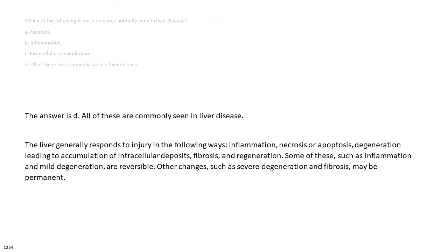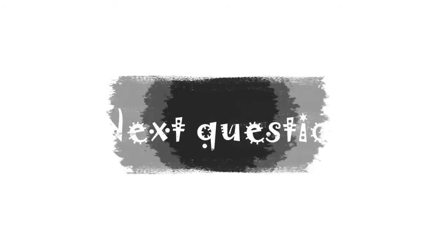The liver generally responds to injury in the following ways: inflammation, necrosis or apoptosis, degeneration leading to accumulation of intracellular deposits, fibrosis, and regeneration. Some of these, such as inflammation and mild degeneration, are reversible. Other changes, such as severe degeneration and fibrosis, may be permanent.